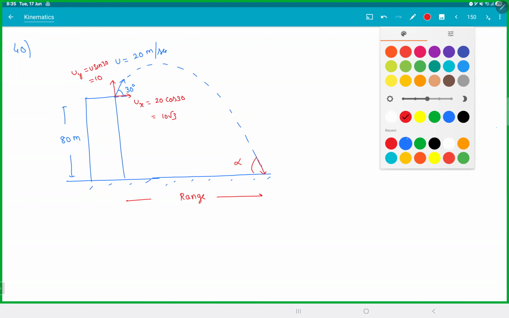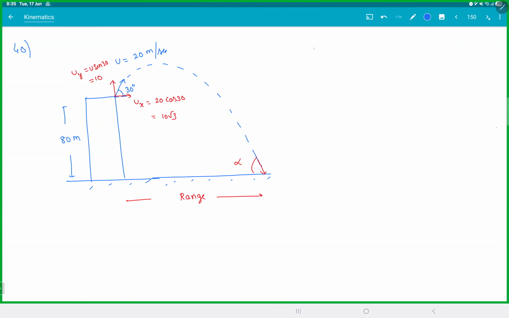Whenever you want to find the range, you need to get the time of flight. For time of flight, you always use the vertical direction. Sy is uy t plus half ay t square. Sy is minus 80 meters. Remember, it's a vertical displacement. Uy is 10 into t, minus half g, which is 10, t square. You get a quadratic. 10 goes off, multiply by 2, so it will be t square minus 20t minus 16 is 0.